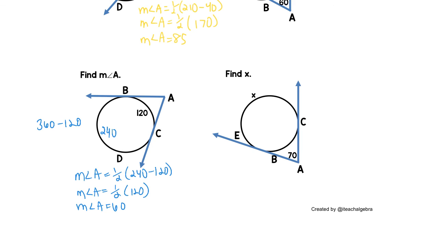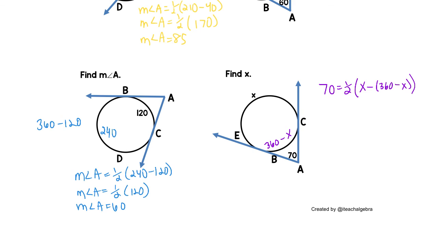Last problem. We want to know x. I know one angle and not the other. You might be saying to yourself, what are we going to do? Well, we're going to say x is the outer arc. That means the inner arc is everything else. It's 360 minus x. Let's plug this into what we know. The measure of the angle is 70, and that equals 1/2 outer arc minus inner arc, 360 minus x.